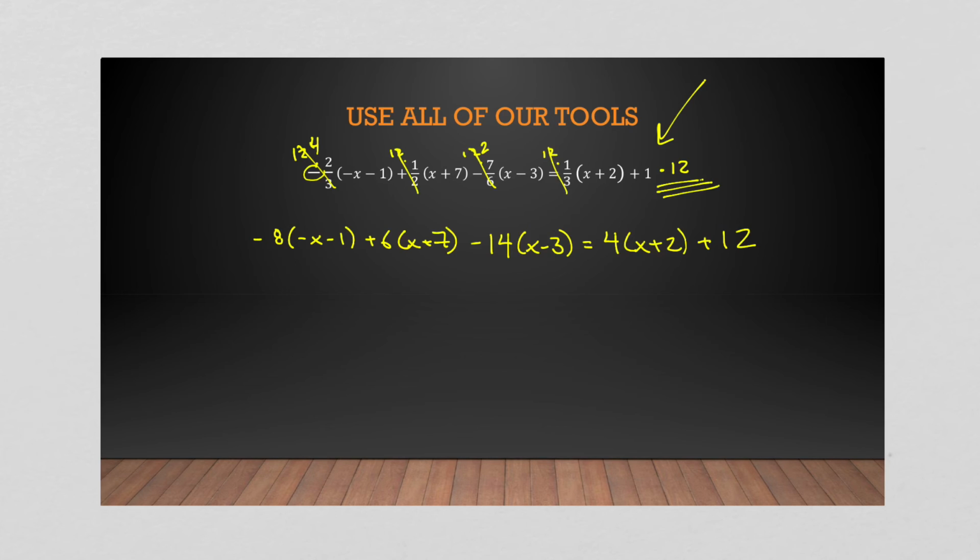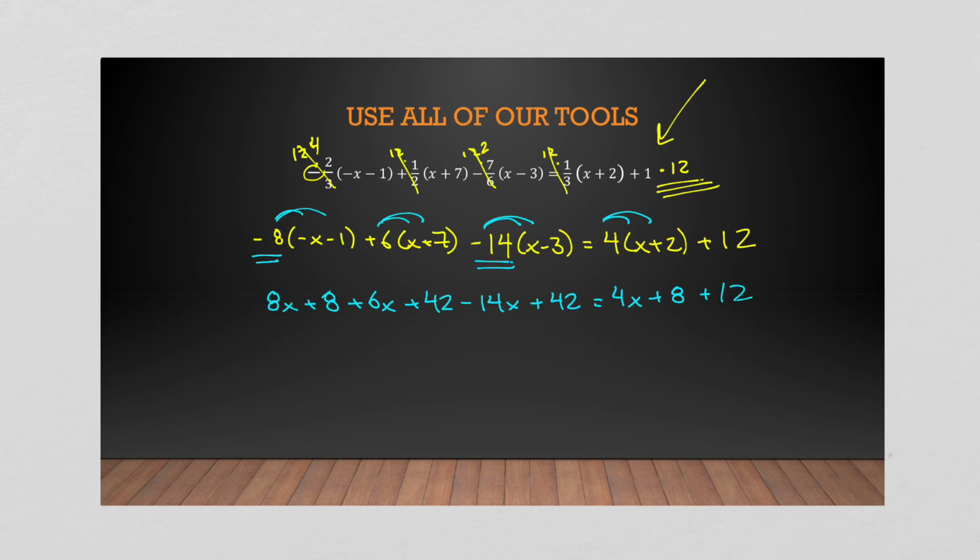So now we're done with the fractions. So now we can water bomb, water bomb, water bomb, water bomb. Don't forget that's a negative, and that's a negative. So we get 8x plus 8 plus 6x plus 42 minus 14x plus 42 equals 4x plus 8 and then plus 12. So now we have to combine our like terms.